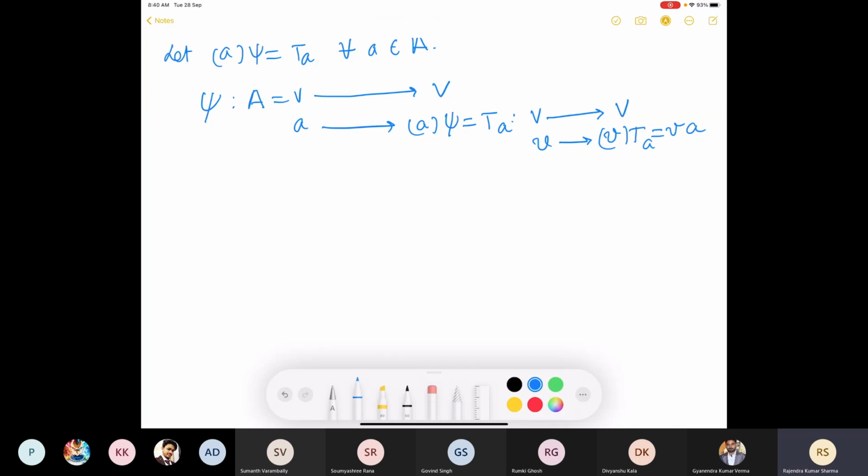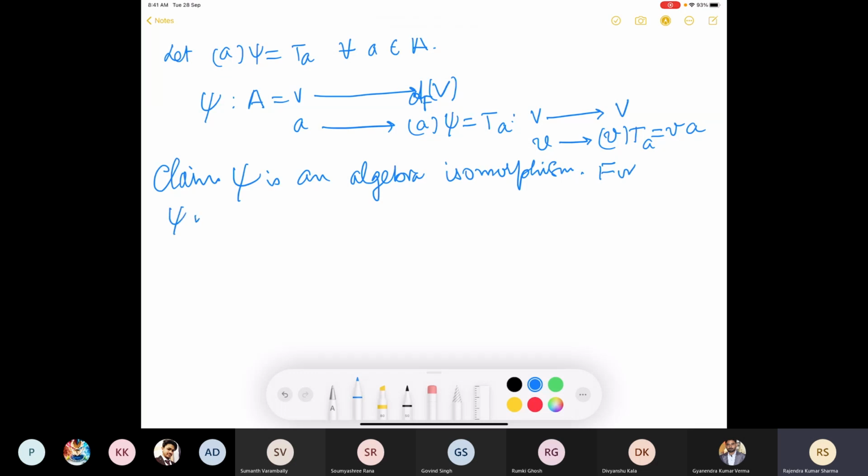Now this psi, we say that this will do our job. So what we claim is, therefore, psi is an algebra homomorphism here. So this is A to A(V). So this is an algebra isomorphism. That means it's an algebra homomorphism and is one-to-one. So for this, what we see here is that psi is a homomorphism.